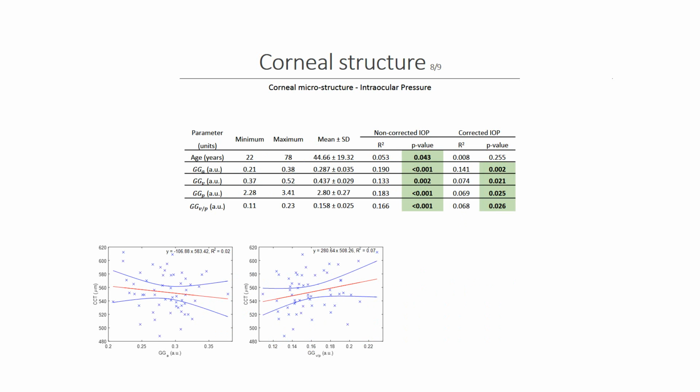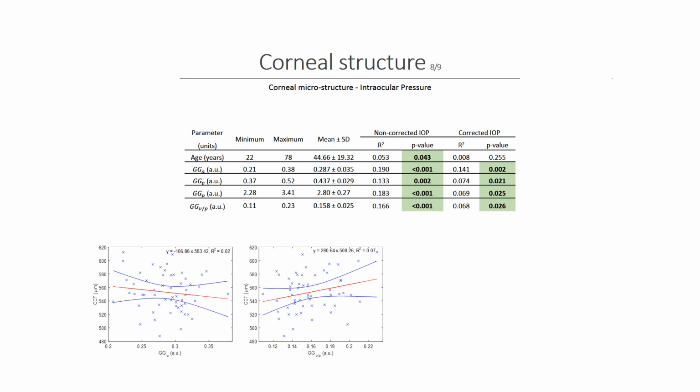Regarding the microstructure, a significant correlation was observed for age and all parameters of the generalized gamma distribution when compared to the non-corrected IOP. After correcting the intraocular pressure using CCT, age dropped its significance. However, the generalized gamma parameters remained significant.